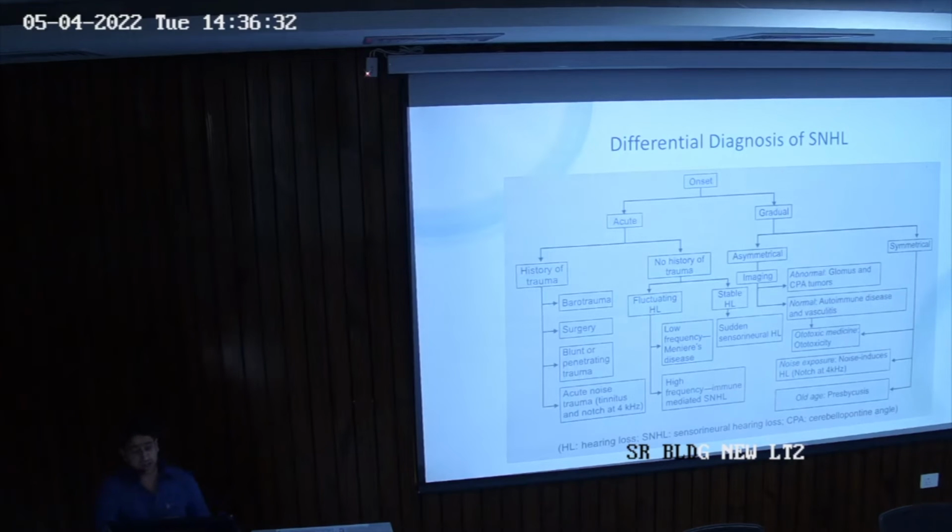And if we see acute onset with no history of trauma, then we have to rule out whether this hearing loss is fluctuating or stable. Okay. Acute onset with no history of trauma and stable hearing loss is considered as sudden sensory neural hearing loss. Okay. Sudden means, again, it comes down to the definition.